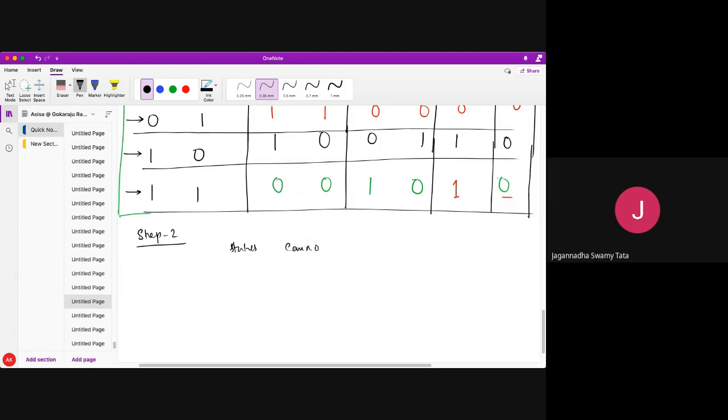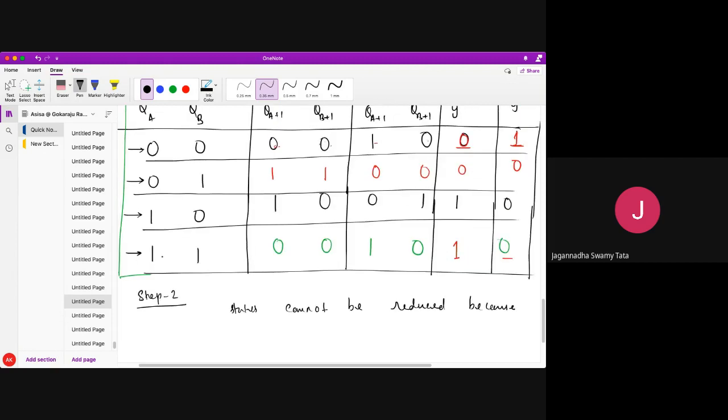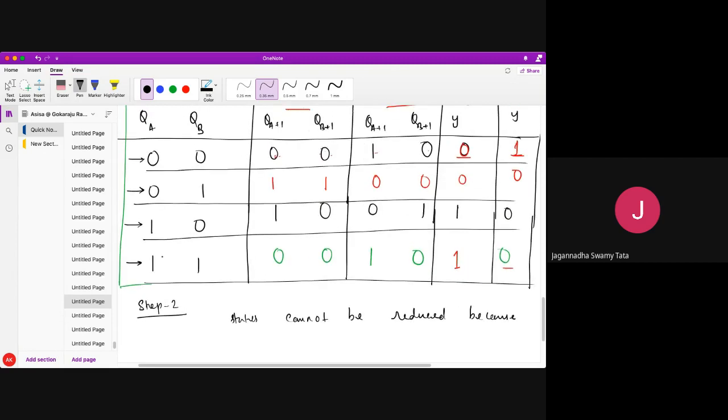States cannot be reduced. Why? Because two present state, next state, and outputs are not same. Because there is no repeated outputs and next states for a single present state. That is the reason we are not able to reduce it. We can reduce it when, for a single present state, there will be two types of next states and outputs that repeat. At that time we can reduce it.